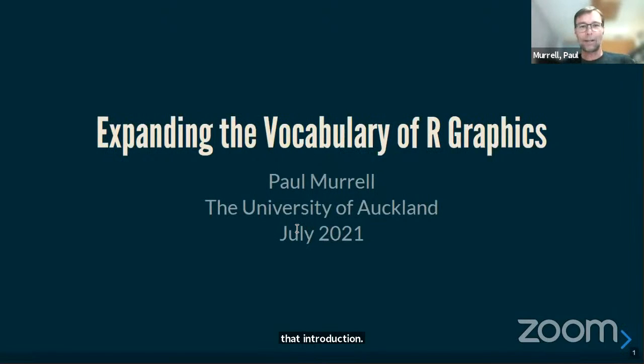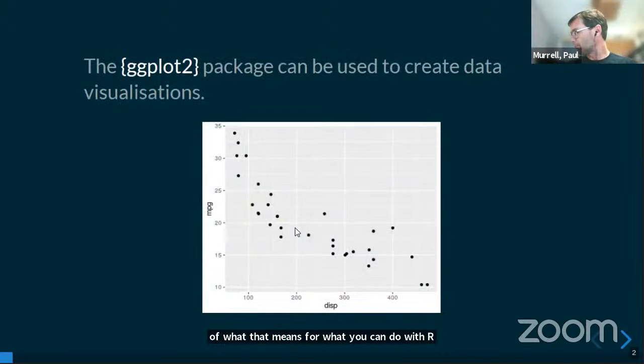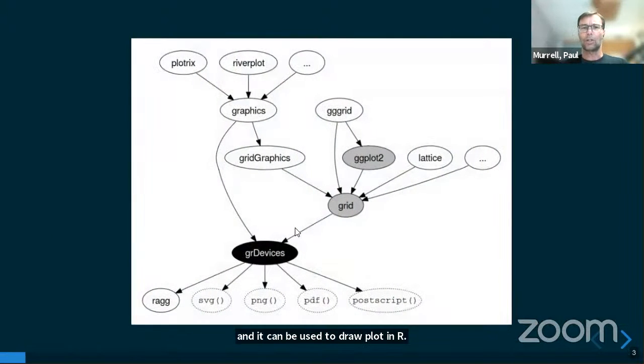So what I'm going to do is talk about some recent-ish changes in the graphics system in R and try and give an idea of what that means for what you can do with R graphics. So I'll start with something that is possibly uncontroversial. You may have heard of a package called ggplot2, and it can be used to draw plots in R. What you might not know so well is that ggplot2 is just one of the packages that you can use for this sort of thing.